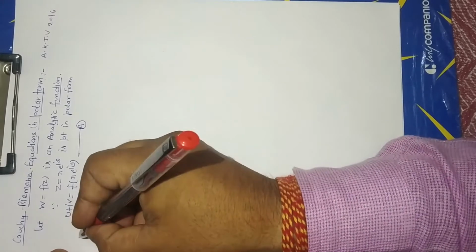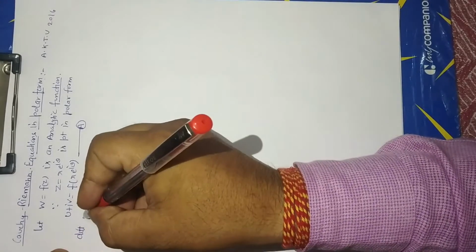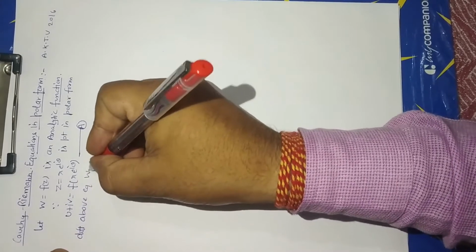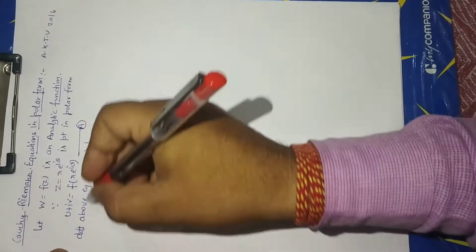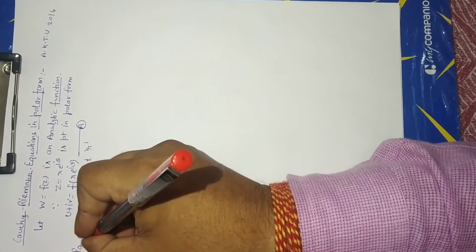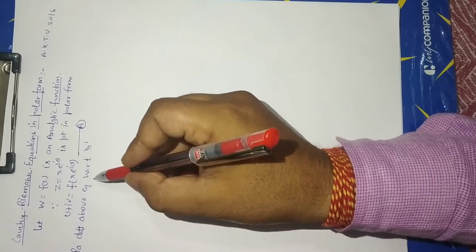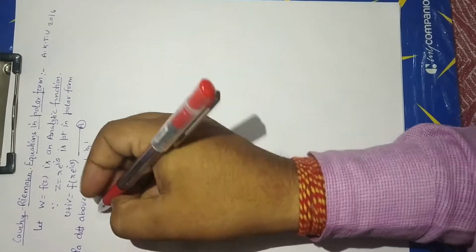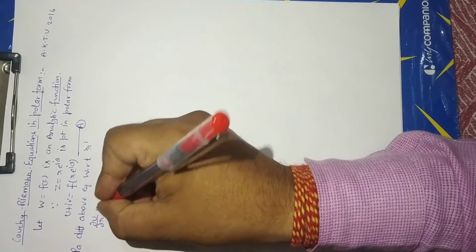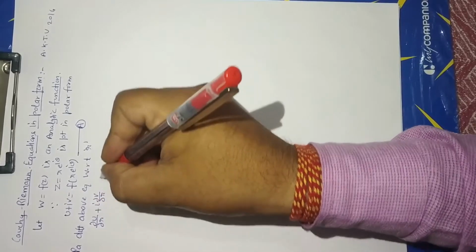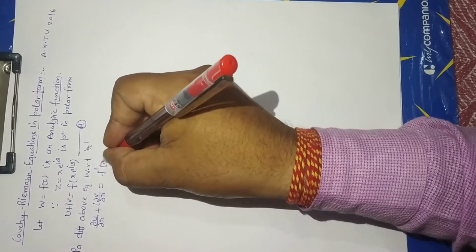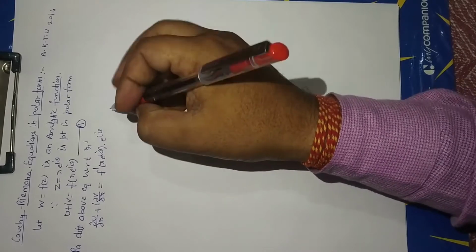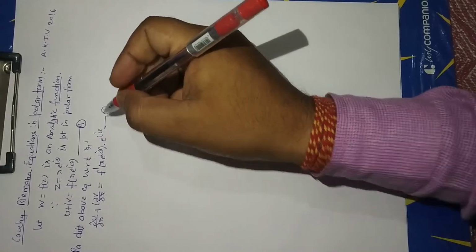Now differentiate the above equation with respect to r partially. Partially differentiating the above equation with respect to r, that is del u upon del r plus i del v upon del r, this is equal to f dash (r e to the power i theta) into e to the power i theta. This is equation number first.